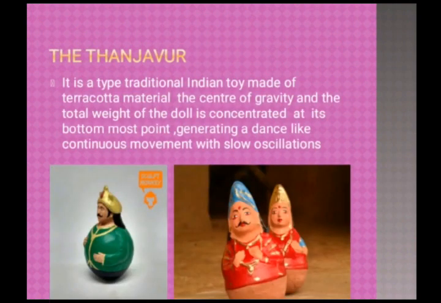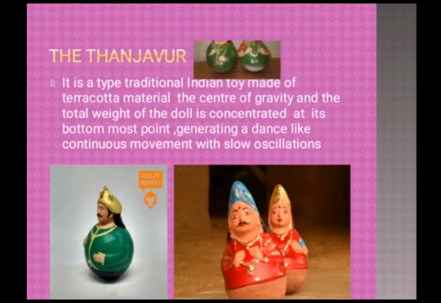Now we are going to discuss the Tanjore doll. The Tanjore doll is a typical traditional Indian toy made of terracotta material. The center of gravity and the total weight of the doll is concentrated at its bottom-most point, generating dance-like conditions, continuous movement with slow oscillations.